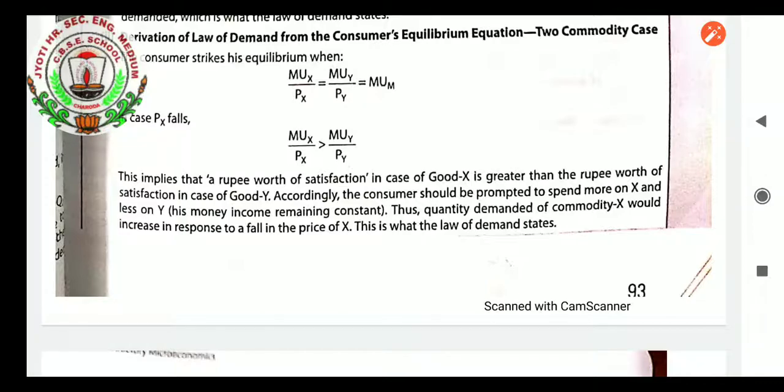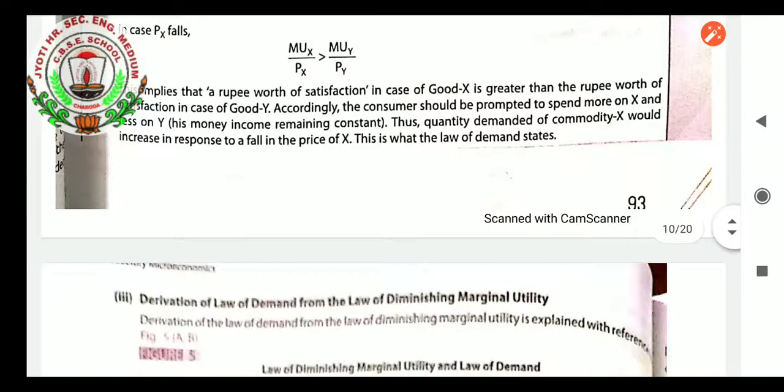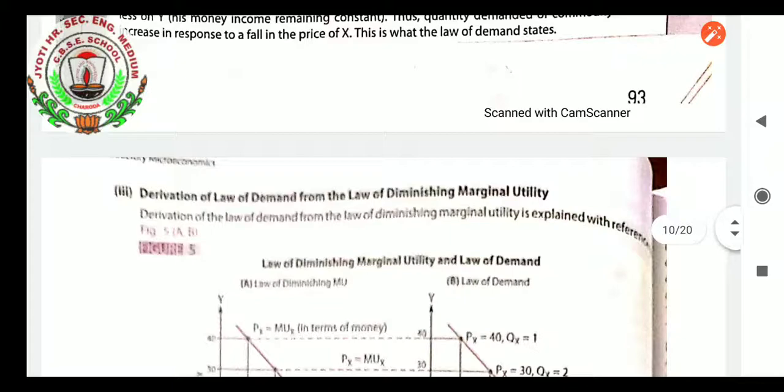This implies that a rupee worth of satisfaction in the case of good X is greater than the rupee worth of satisfaction in the case of good Y, because the price of X is falling, and when it falls, people will consume more of X than Y. Accordingly, the consumer should be prompted to spend more on X and less on Y, as the price of X is less than Y. Thus the quantity demanded of commodity X would increase in response to a fall in the price of X. This is what the law of demand states.